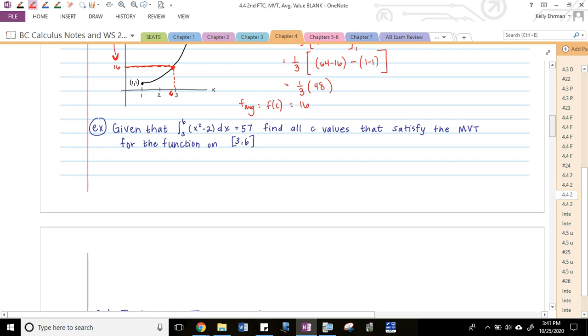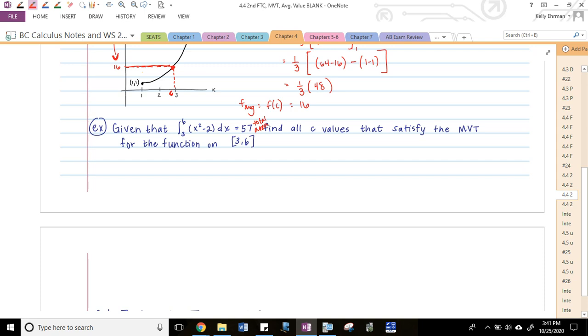Next example, given that the integral from 3 to 6 of x squared minus 2 dx equals 57, they just gave you the total area right there. They did all that fun, hard work for you. Find all the c values that satisfy the MVT for the function on 3 to 6. All right, so what is this saying?